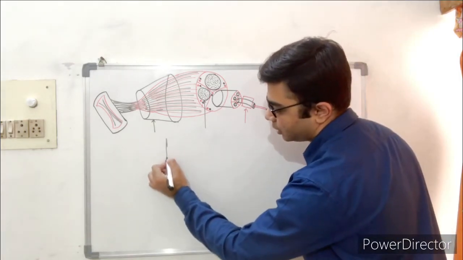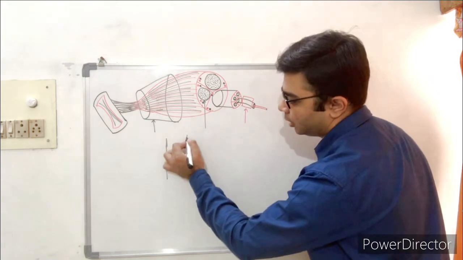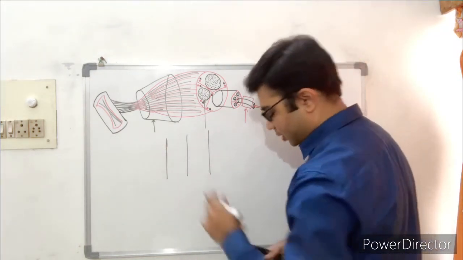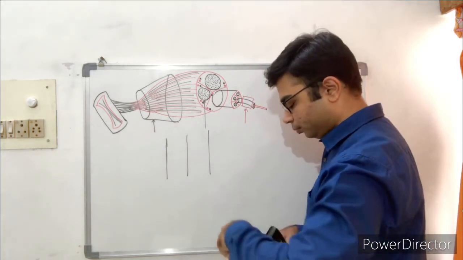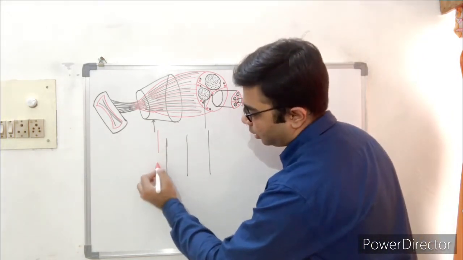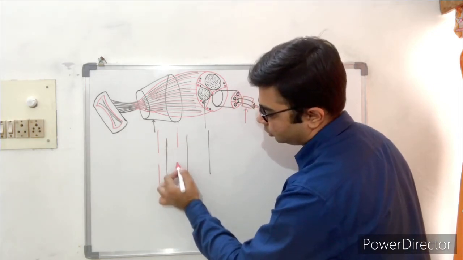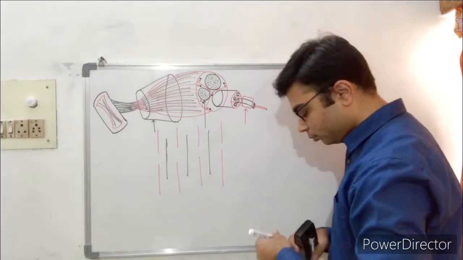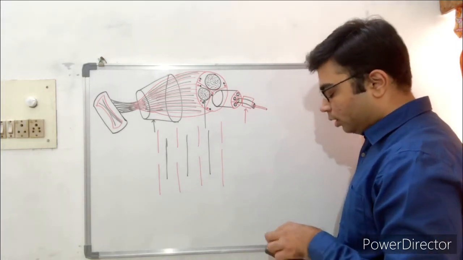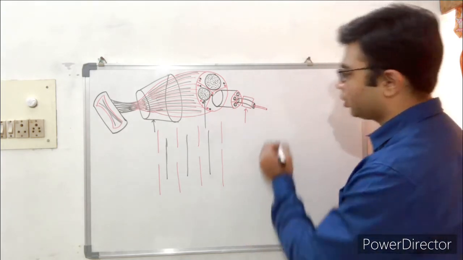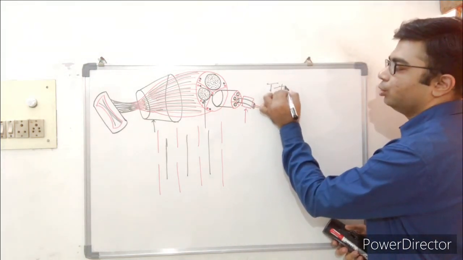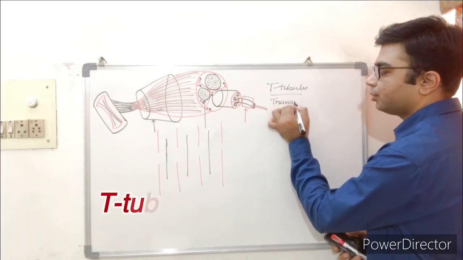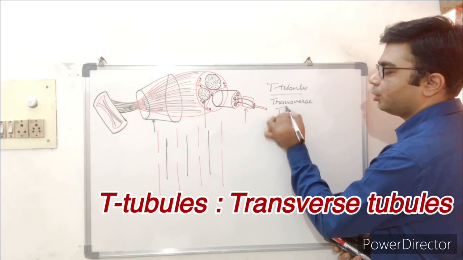Let me draw it vertically so it will be easy for you to understand. These are the A bands, outer area. These are the light band, or I can say the I band. Now for the T-tubules, as we name it, which means these are the transverse tubules.